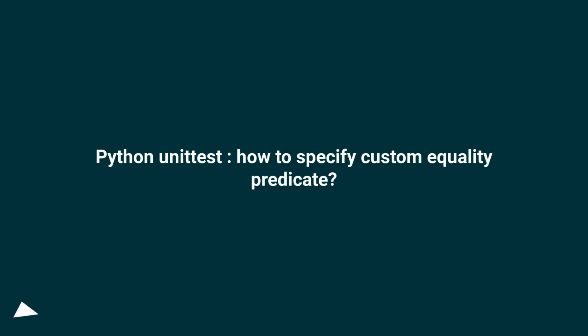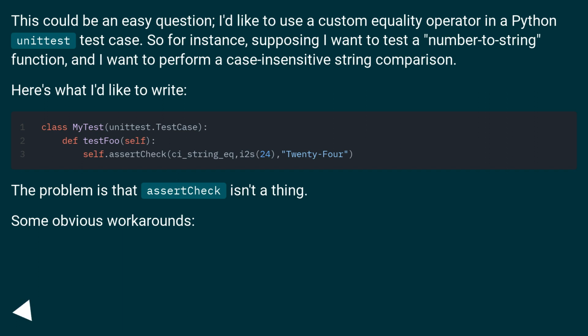Python unittest, how to specify custom equality predicate? This could be an easy question. I'd like to use a custom equality operator in a Python unittest test case.